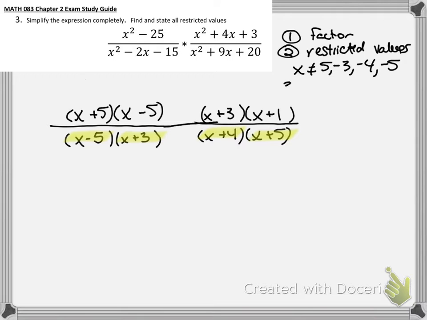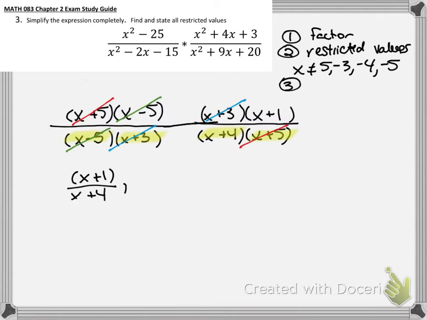Okay, now that we have our restricted values, now we can go through and cancel out terms. So it looks like there's an x minus 5 here that cancels out. It looks like there's an x plus 5 that cancels out. And it also looks like there is an x plus 3 that cancels out. So all that's left is x plus 1 over x plus 4, okay?